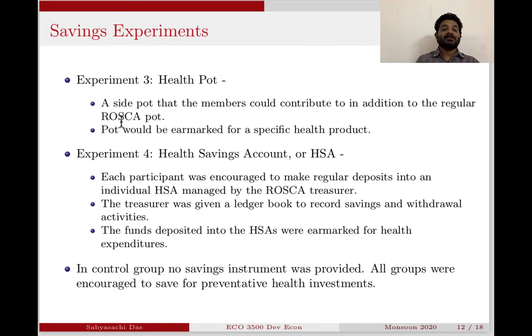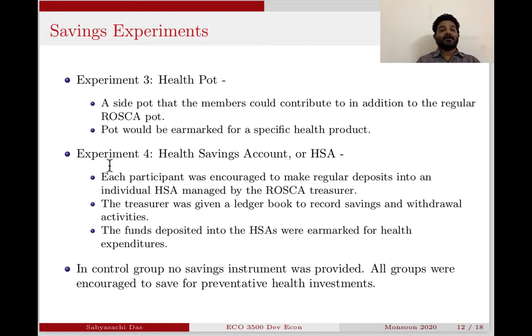this pot will be locked, and the money will be with the treasurer of that Rosca, and the treasurer will accompany these people who are saving money in the side pot to buy the health product when the savings goal is reached, or would only open it if they say that they're going to buy it for a health product, right? So it's again earmarked for the health product.